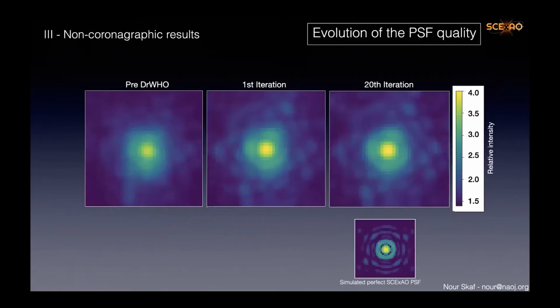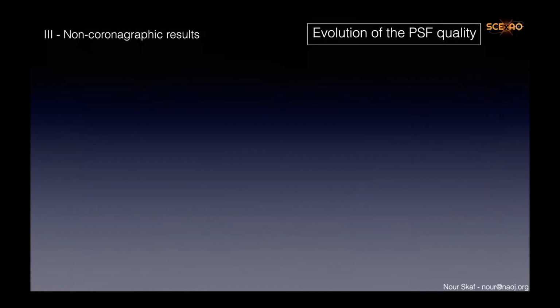Here are the results for the PSF over the 10-minute run. On the left-hand side, it's the PSF before running Dr. Who. So you see, it's kind of a blurry thing. The first iteration, in the middle, we already see the Airy rings that are a lot better resolved. And on the right-hand side, we see something that looks a lot more like the simulated perfect PSF on SCALE with VAMPIRES at this wavelength. So that was quite an encouraging result.